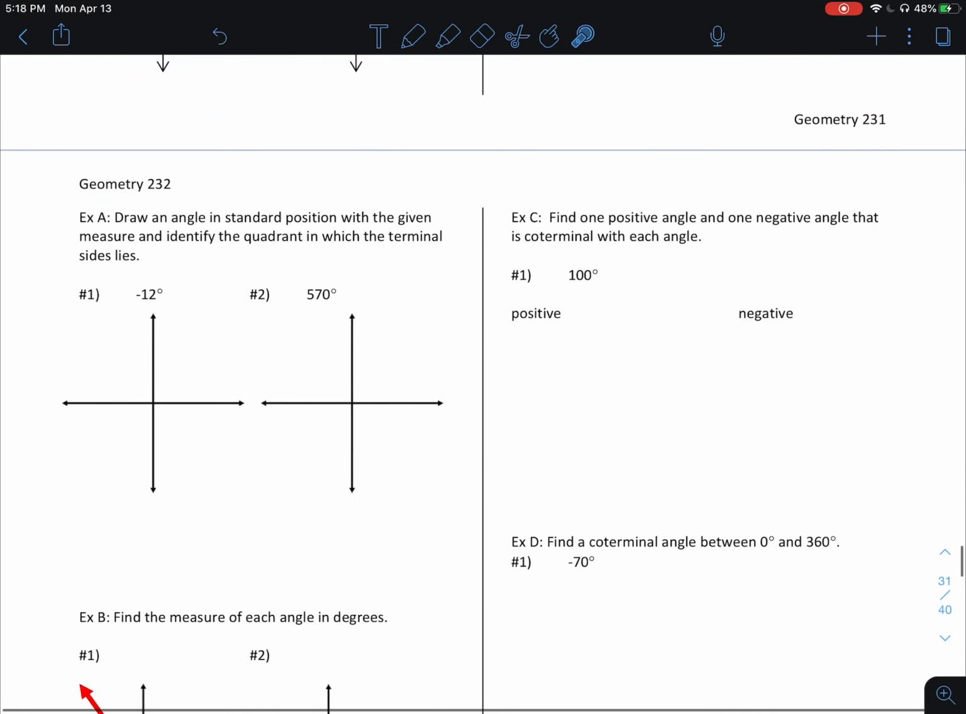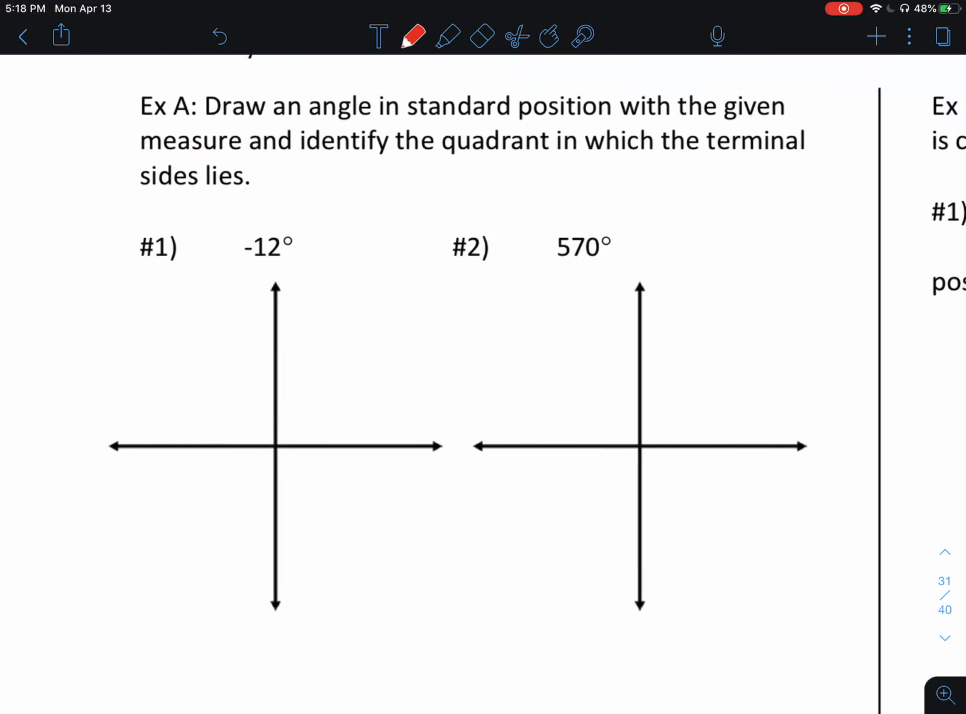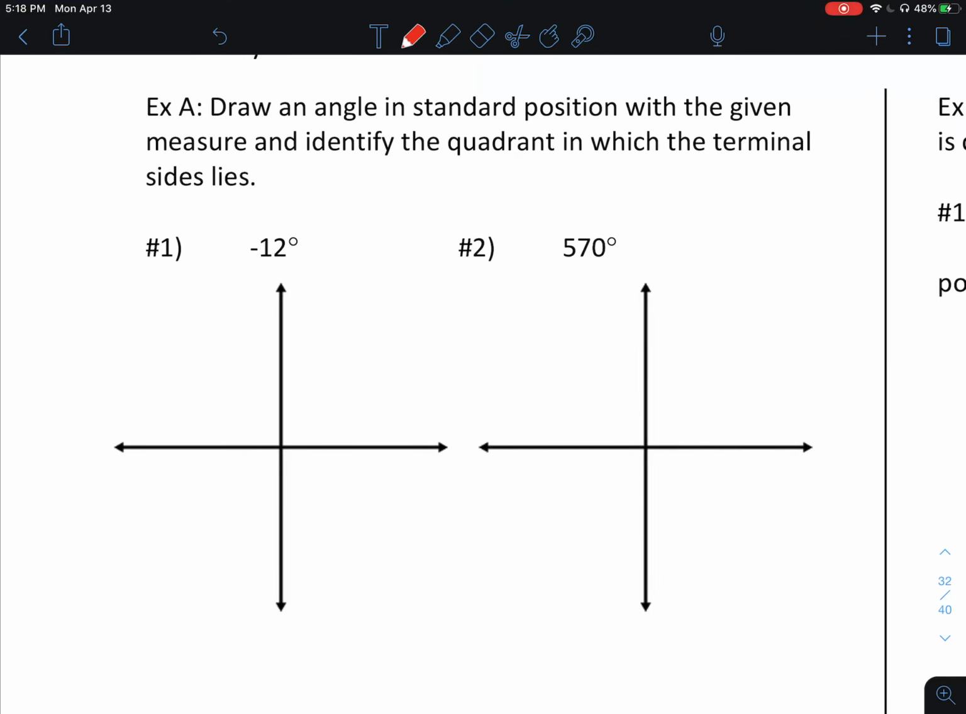Let's see if we can do some actual problems. Example A, draw an angle in standard position. That means the vertex is at the origin and the initial side's on the positive x-axis. And identify the quadrant in which the terminal side lies. Well, it's got to start out this way for each of these because it's in standard position.